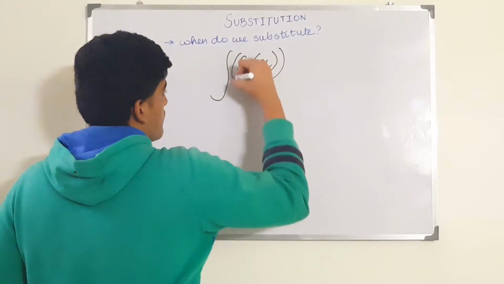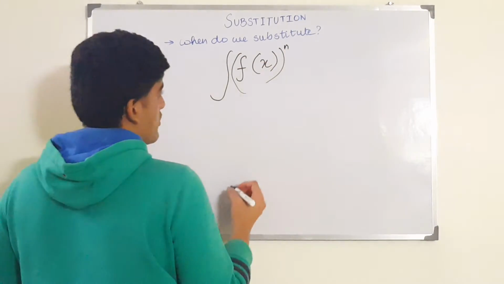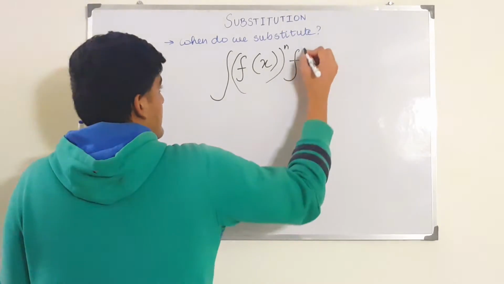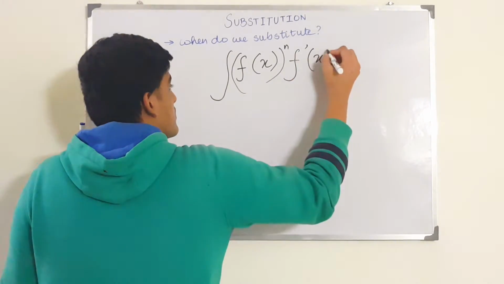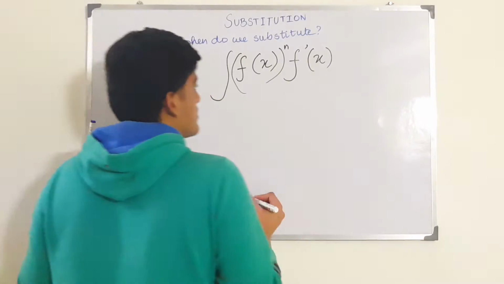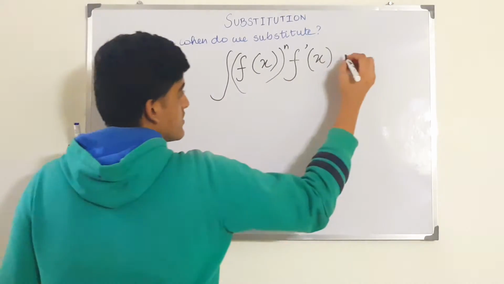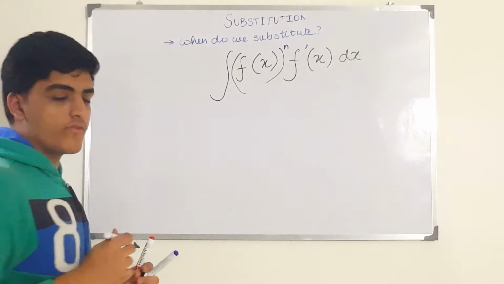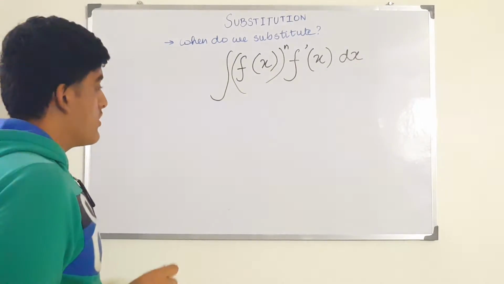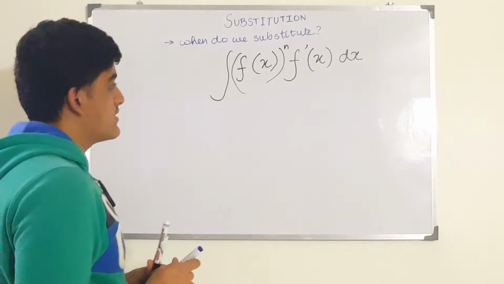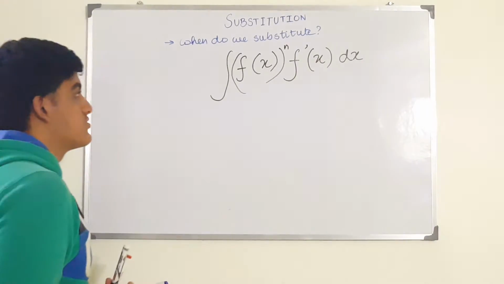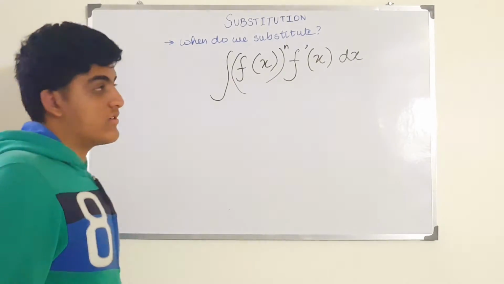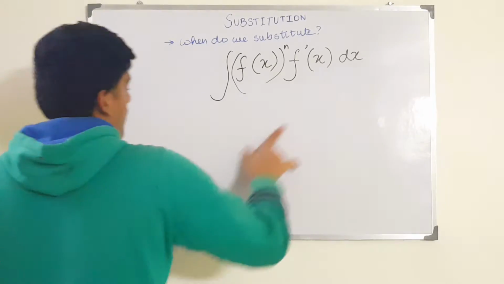When we have a function of x to the power of n, where n is any real number, and it is multiplied with the differentiation of the same function of x, that's when we use substitution. When we have an integral like this, is exactly the place to use substitution. Substitution is the easiest and the only method to solve integrals of this kind.